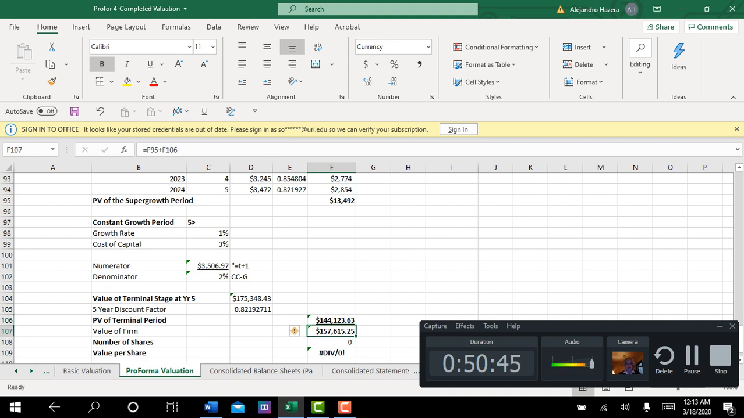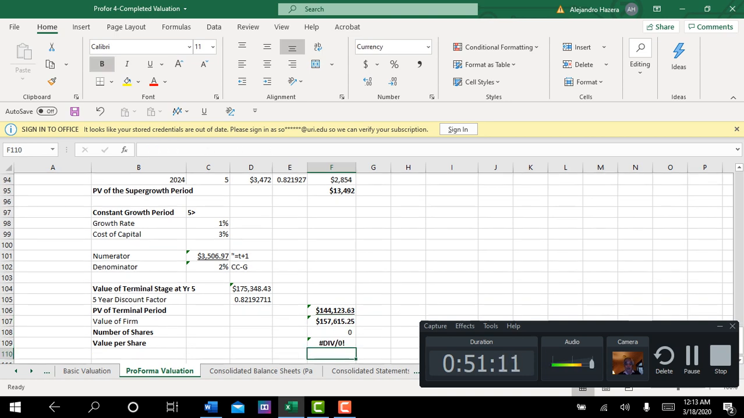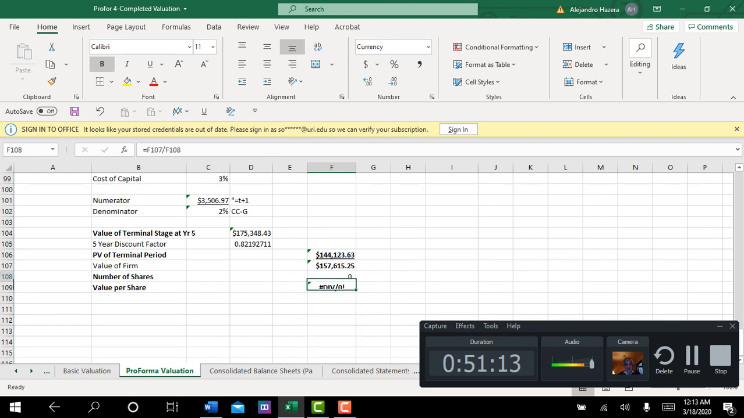So the total value of the firm is 157,615, which is equal to, going up the equation here, F95, which is the present value of the super growth period, plus F106, which is the present value of the terminal period, and it gives you 157,615. Okay, and the only thing we've got to do is divide by the number of shares, and that should give us some type of price.